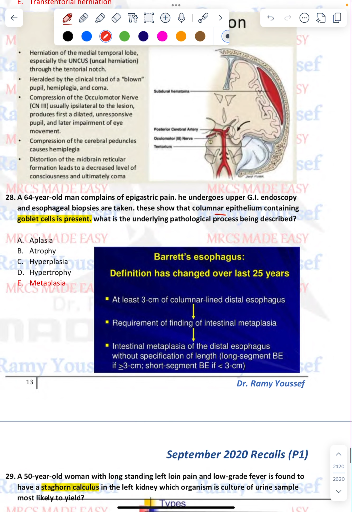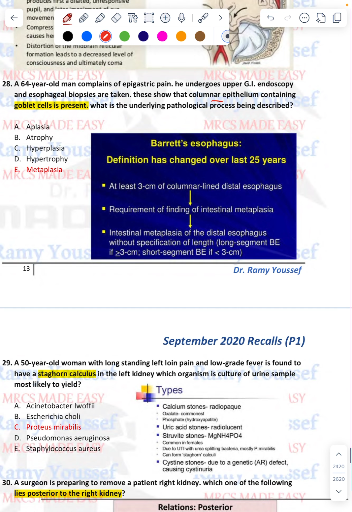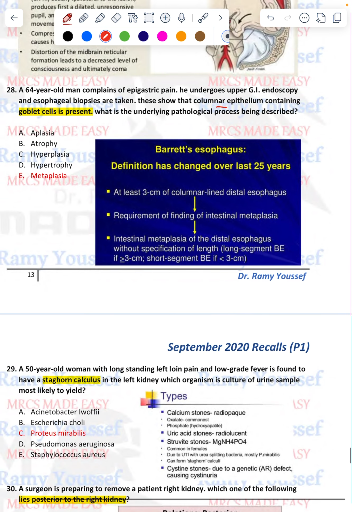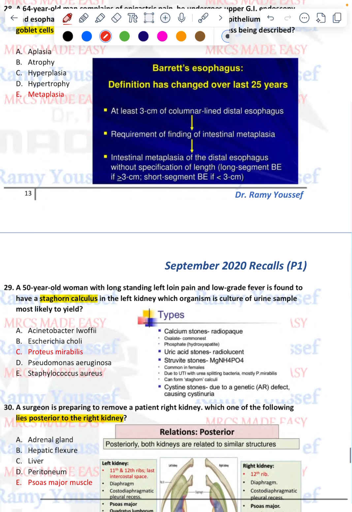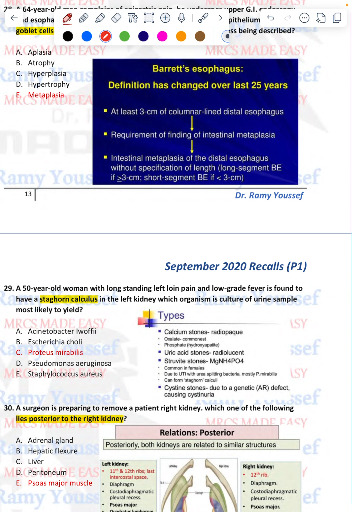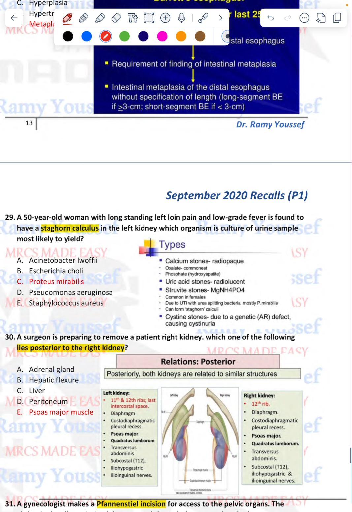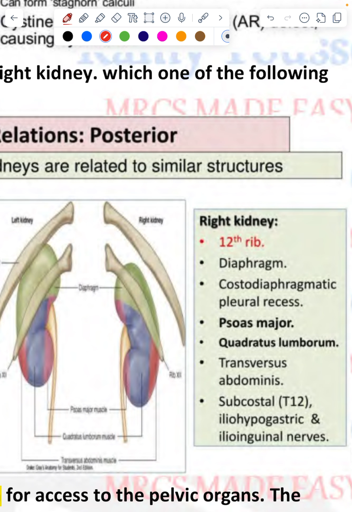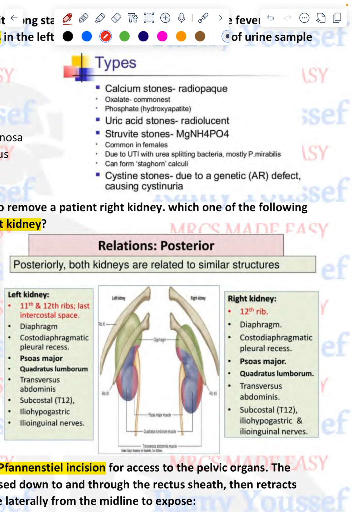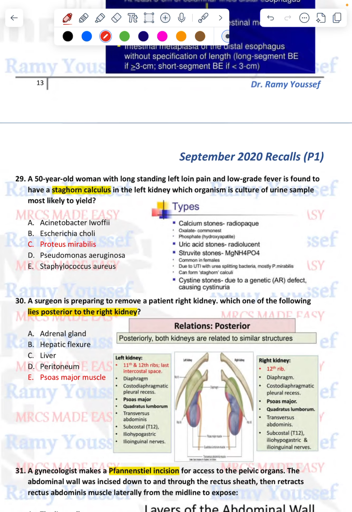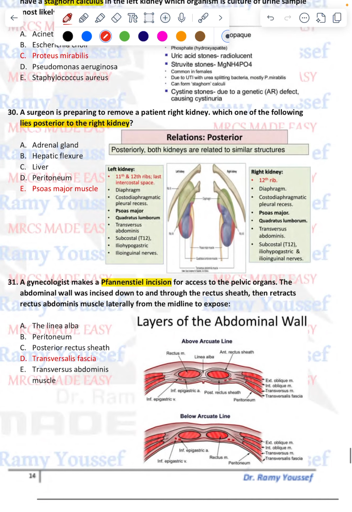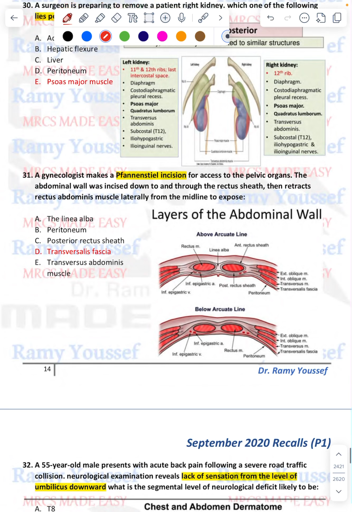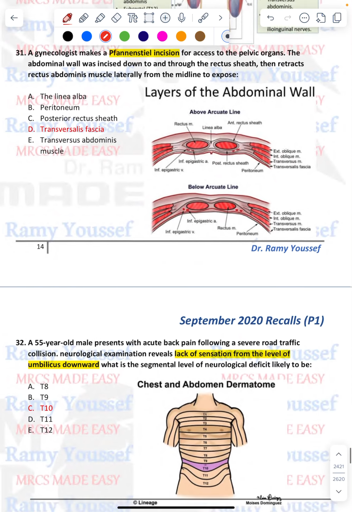A 50-year-old with a staghorn calculus, urine culture Proteus. The surgeon is preparing the patient for kidney surgery. Which one of the following lies posterior to the kidney? Quadratus lumborum lies posterior, and psoas as well. Psoas is medial, quadratus lumborum is the central major part, and transversus abdominis is on the lateral side. We finish the incision. If you want to approach, the transversalis fascia will be the thing. Then the loss of sensation below the level of the umbilicus is straightforward.